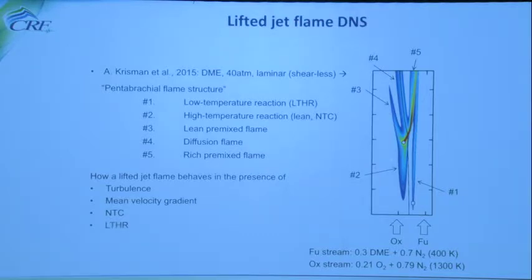And so our next step was to look at how this kind of jet structure, the lifted jet flame, behaves in the presence of turbulence, in the presence of a mean velocity gradient, or mean shear, with negative temperature coefficient and with low temperature heat release.